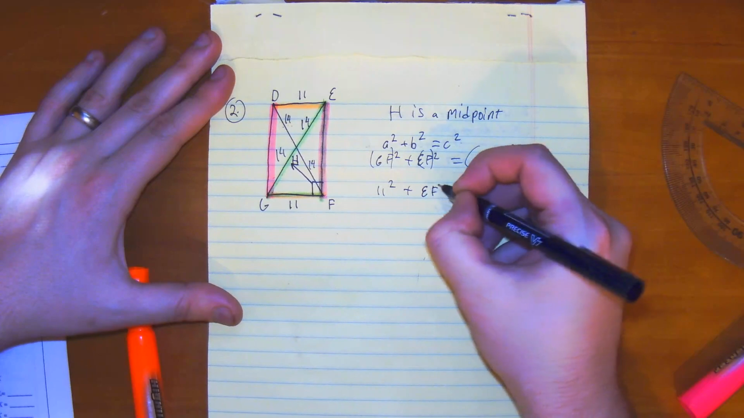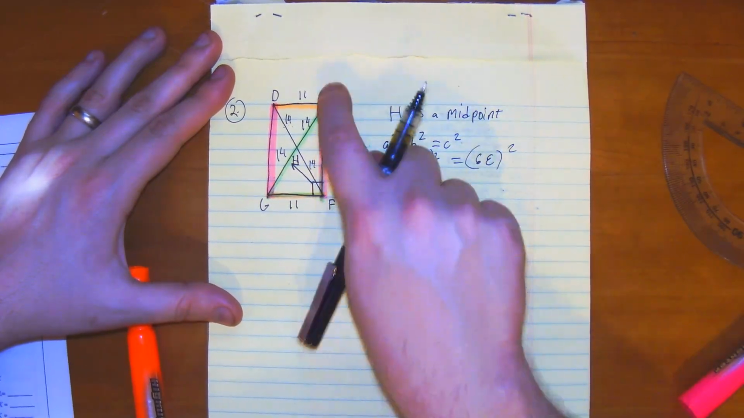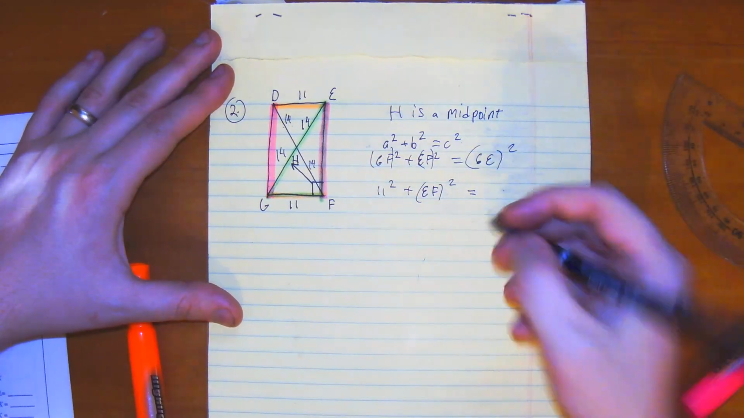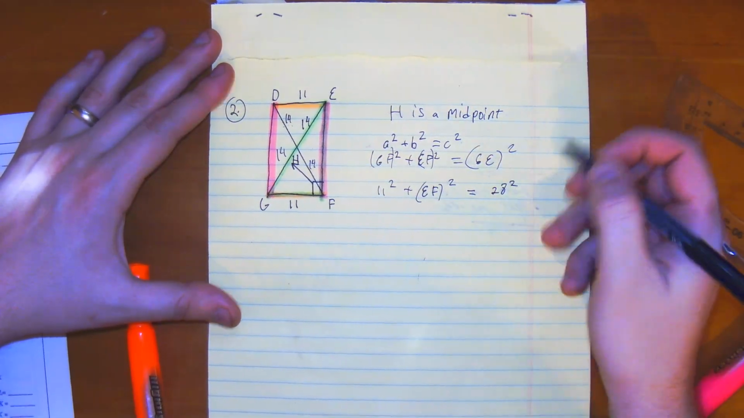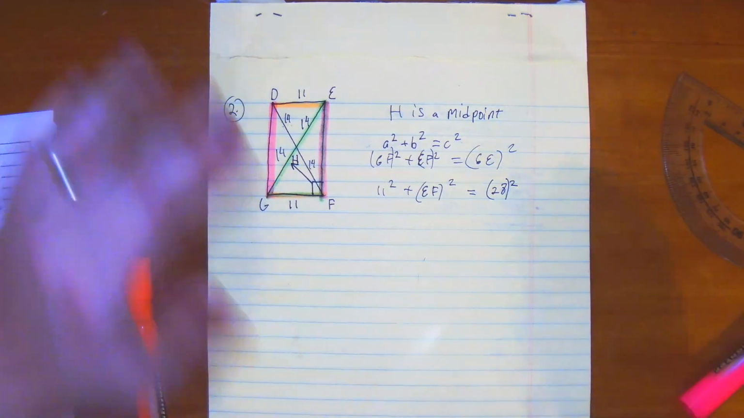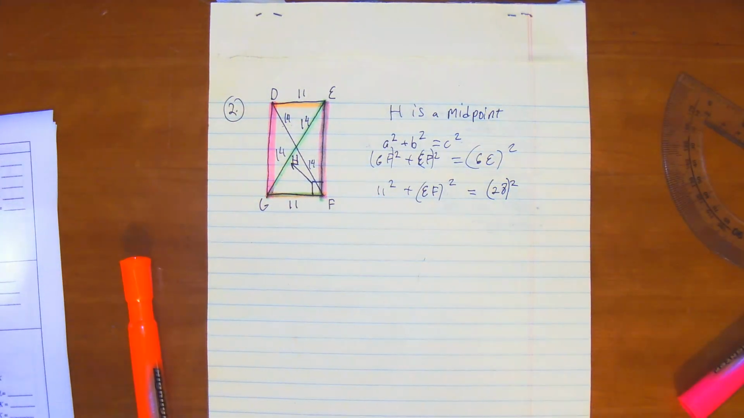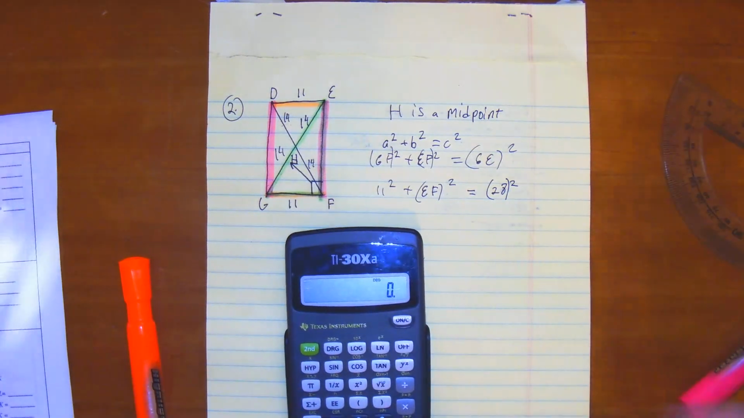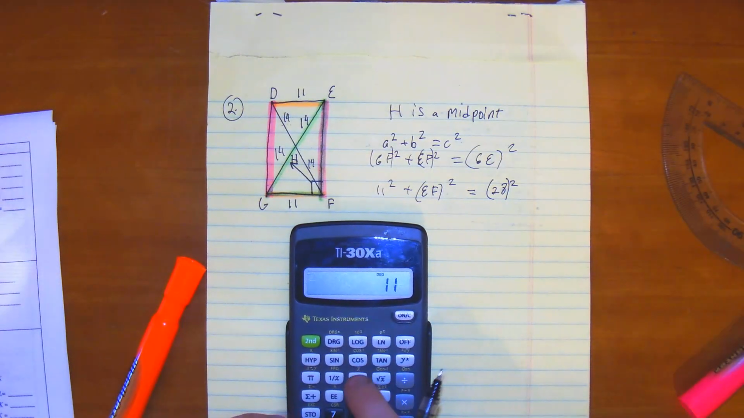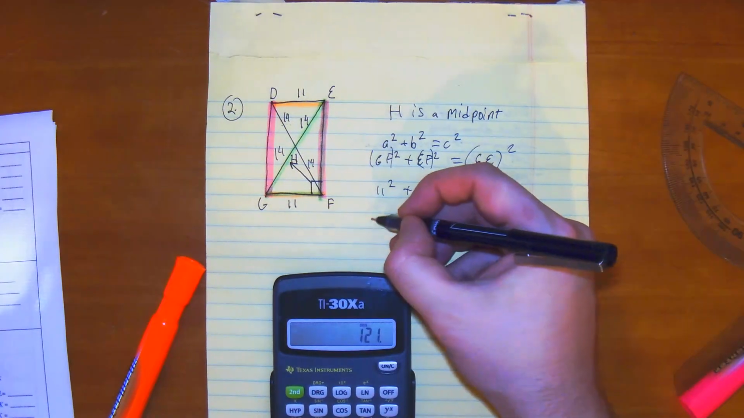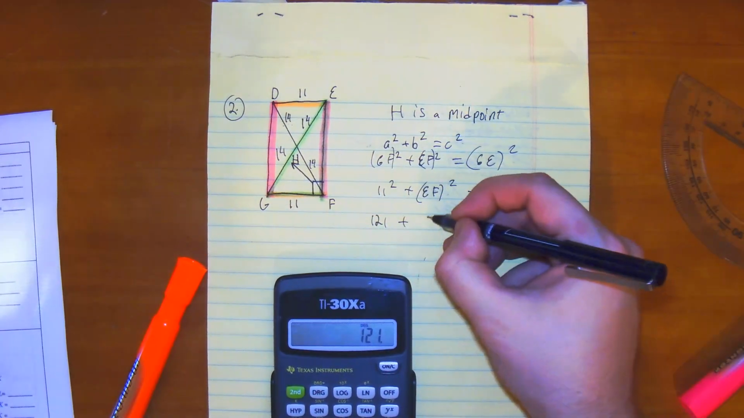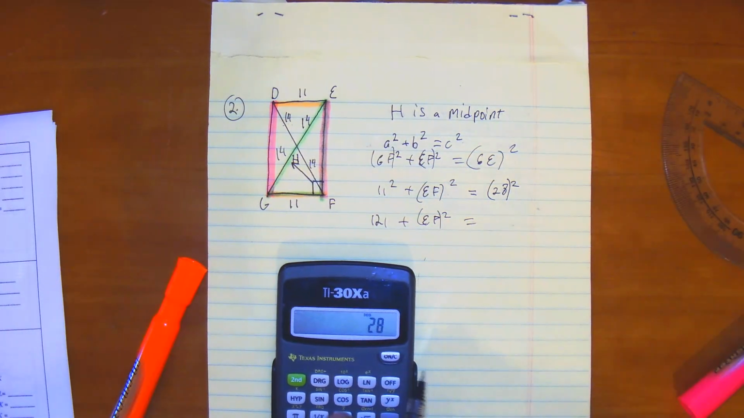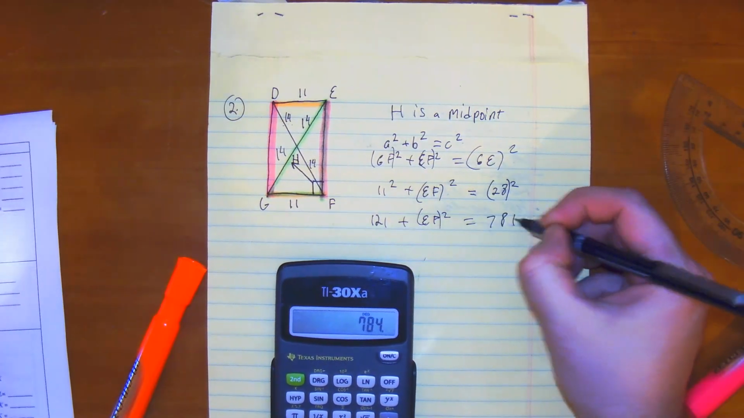So we have 11 squared plus EF squared, since we don't have a length for it, is equal to 14 plus 14 is 28. So we have 28 squared. Let me see where my good calculator is, or the one that we use in class. So all you have to do is click 11 and then the squared button. You get 121 plus EF squared is equal to, then you could do 28 squared, 784.